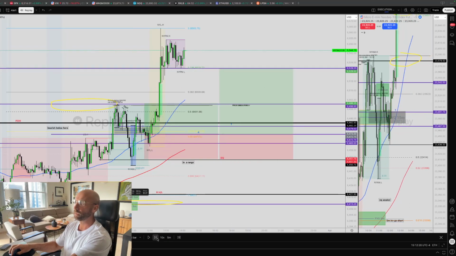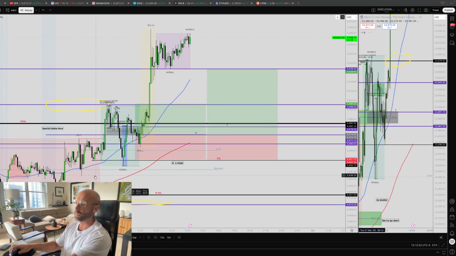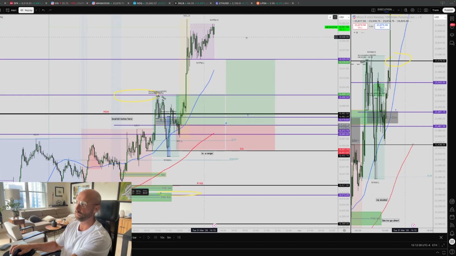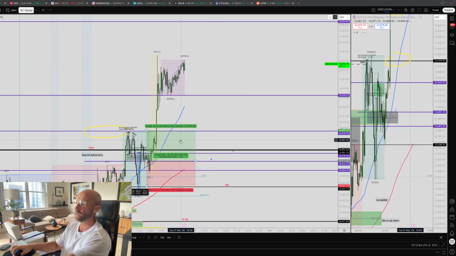Now we're consolidating. That's typically what you see. When you have a large violent move, as we saw here, violent move, consolidation, violent move, consolidation. And hopefully we can just keep inching our way higher, and maybe we have been at a bottom.